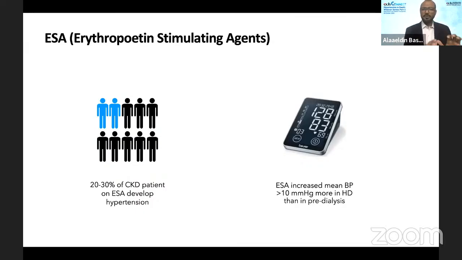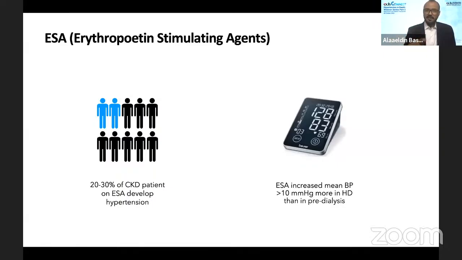What about the erythropoietin stimulating agents? I know not all of you are using the erythropoietin stimulating agents. However, it's essential to know about it because around 20 to 30% of patients with chronic kidney disease develop hypertension when we initiate the erythropoietin stimulating agents, darbepoetin or epoetin. And the mean increase in blood pressure mainly affects the diastolic blood pressure. And we get an average of around 10 millimeter increase in diastolic blood pressure.